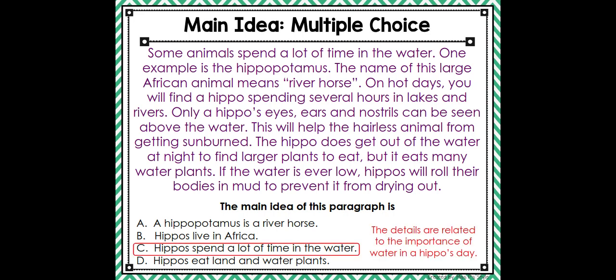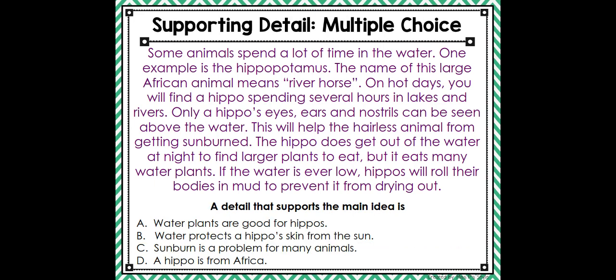The correct answer is C. Hippos spend a lot of time in the water. All of the details in the text are related to the importance of water in a hippo's day. Let's practice again. This time we're going to be practicing with the details. So now that we determined the main idea, which of these sentences is a detail?